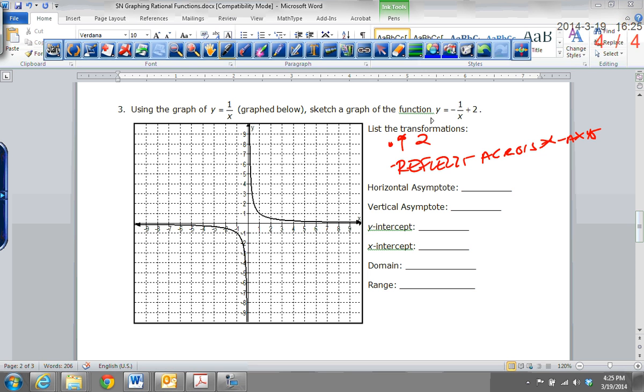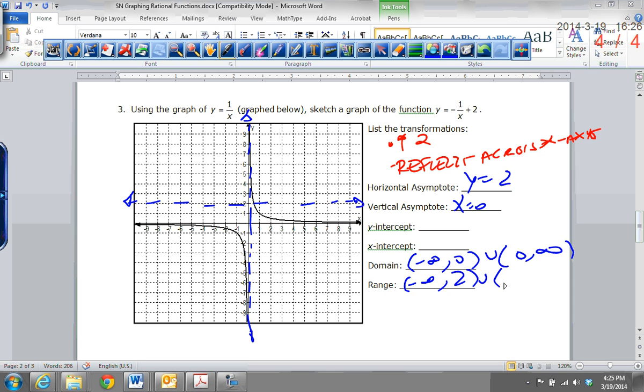Okay, so it went up 2, so that means instead of being at y equals 0, now it's at y equals 2 for my horizontal asymptote. My vertical one didn't change at all, right? I didn't go left or right at all, so that stays the same, x equals 0. So my domain is still negative infinity to 0 union 0 to infinity, and my range is everything but 2. So negative infinity to 2 union 2 to infinity. I don't have a y-intercept, right? It never crosses that, so that's a none.